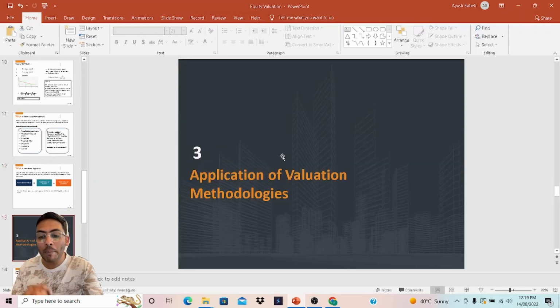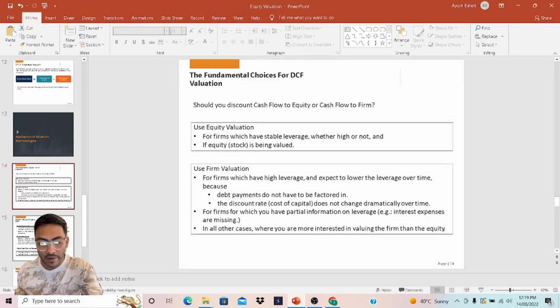Now, let's move to application of valuation methodologies. So whatever we discussed so far, how you apply those valuation methodologies, we are going to discuss over here. Now let's talk about the fundamental choices for DCF valuation. Should you discount cash flow to equity or cash flow to firm? So use equity valuation for firms which have stable leverage, whether high or not, and equity stock is being valued.